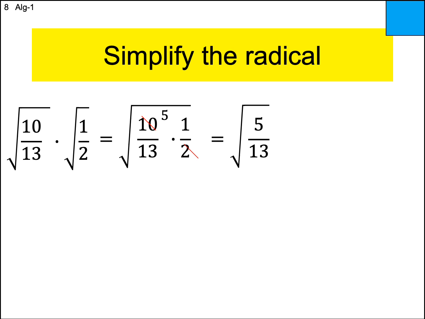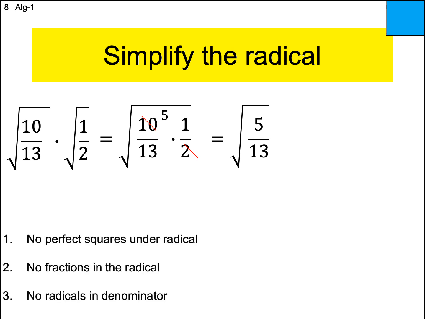Okay, so what? This could be broken down into what? The square root of 5 over the square root of 13. Square root of 5 is fine. No violations there. There are no perfect squares. There are also no perfect squares in the square root of 13, so that one's good. But we have a square root symbol in the denominator, not allowed.